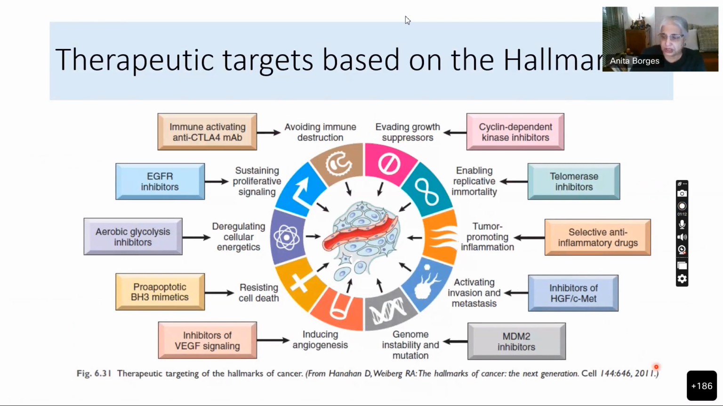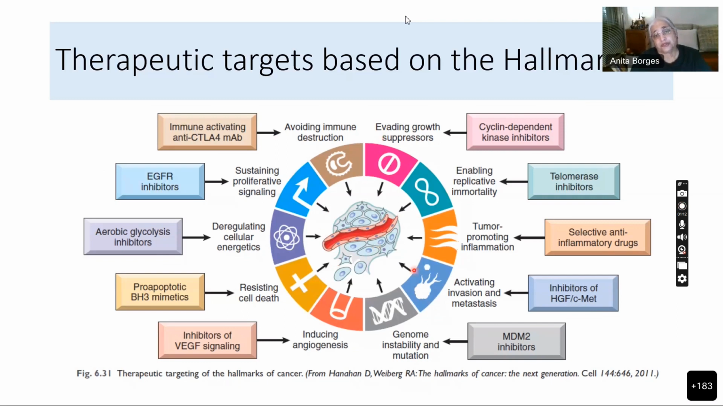Now here we've seen this wheel before, and in this wheel we have put all the different hallmarks. This is again a very iconic figure which came from Hanahan and Weinberg. That's a misprint which has come not from me, but from Robbins' textbook, because this is directly taken from there. So what do you see?